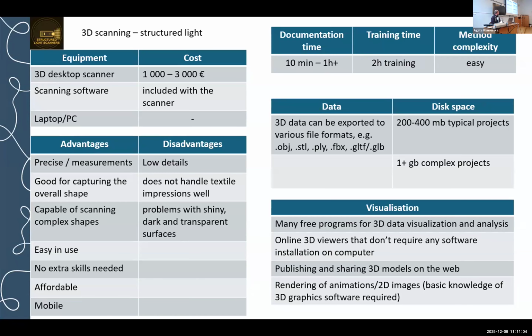So for this technique, what equipment do you need? So of course you need to have a 3D scanner, and like I told, there are many types of 3D scanners. They might be very expensive, but also they are big, not mobile. We are using the smaller ones, and the cost of this small mobile scanner is around 1,000 to 3,000 euros. You don't need any additional software because software is included in the price of the scanner, and you need some computer, laptop or personal computer to work with 3D data, of course.